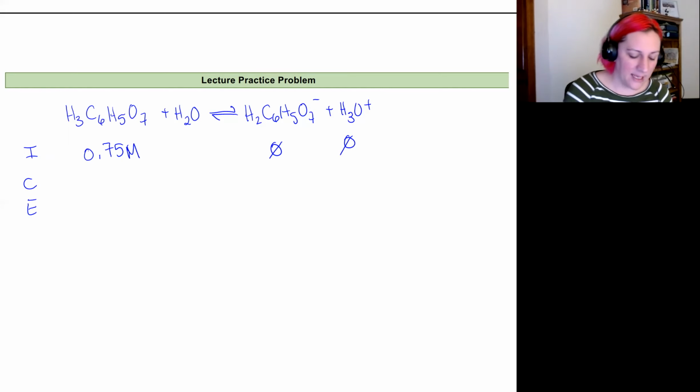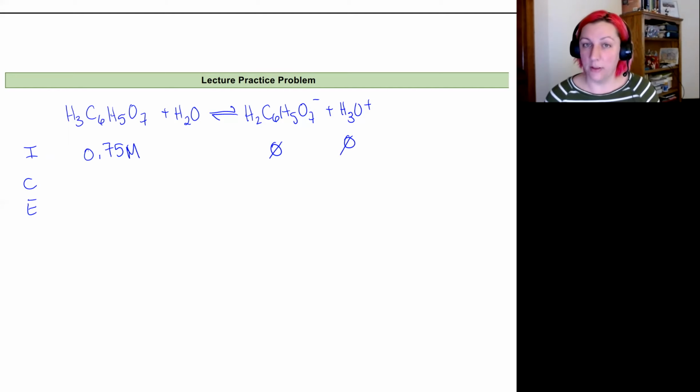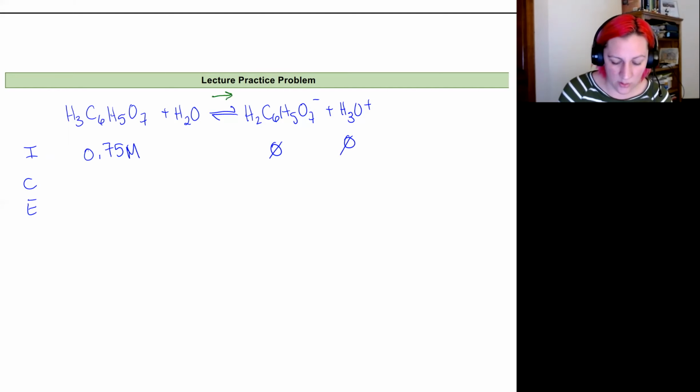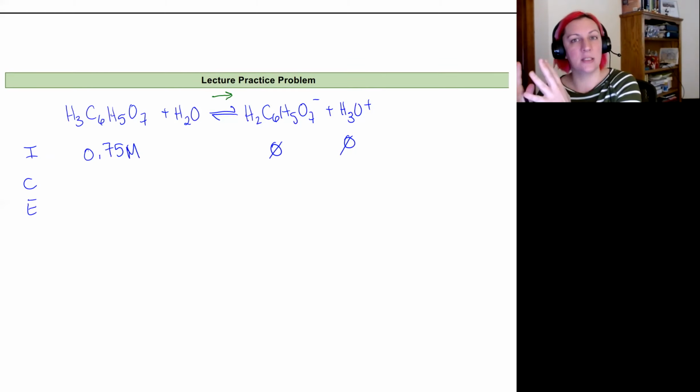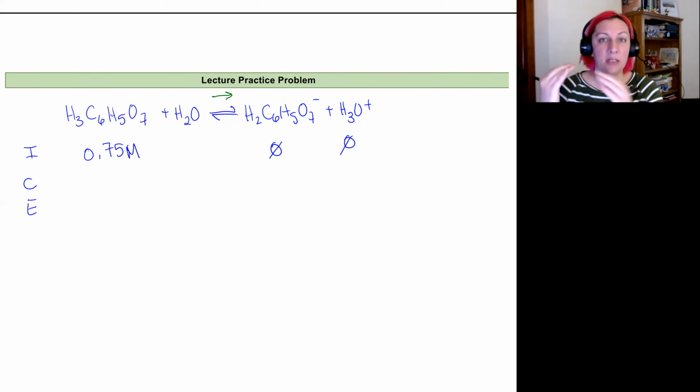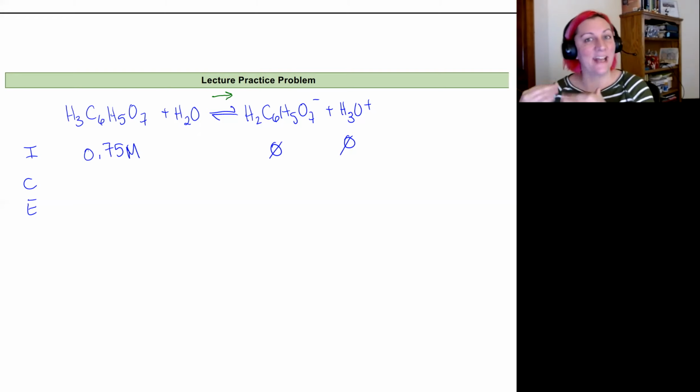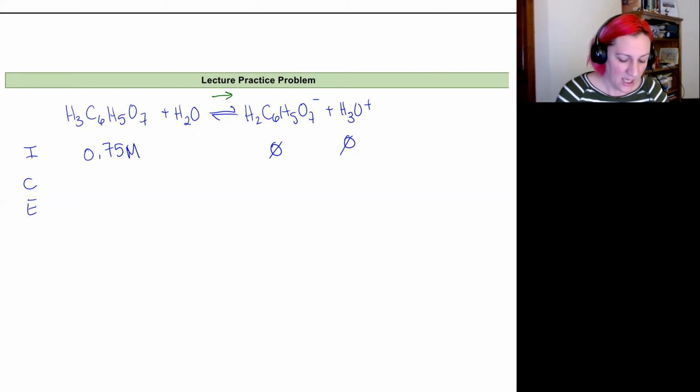And because that's a 0, my Q will be 0. And so that means that no matter what, to establish equilibrium, this reaction is going to proceed to form products. That means I'm going to subtract from the reactant side and add to the product side. So in my change row, what I'm going to do is take that 0.75 molar and subtract X.